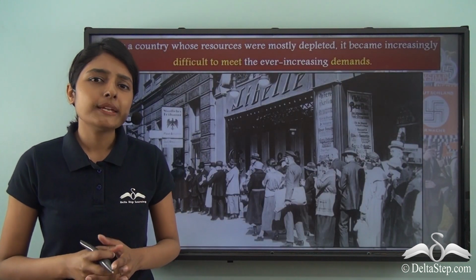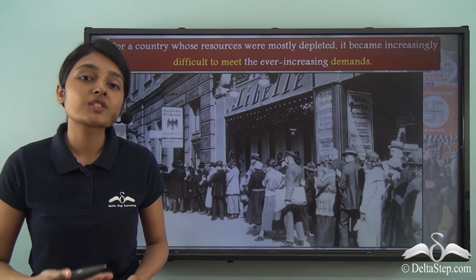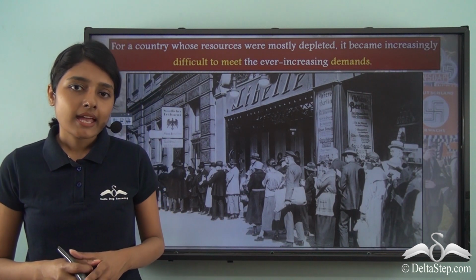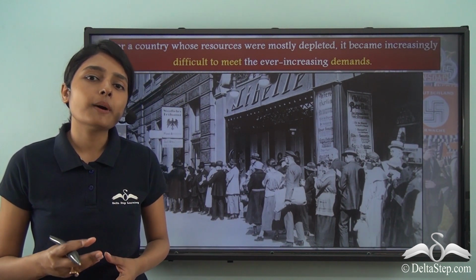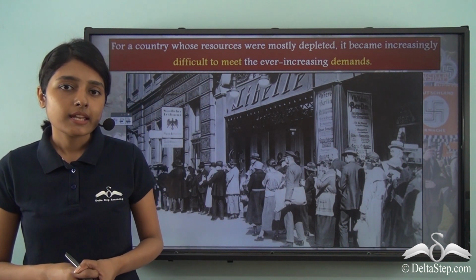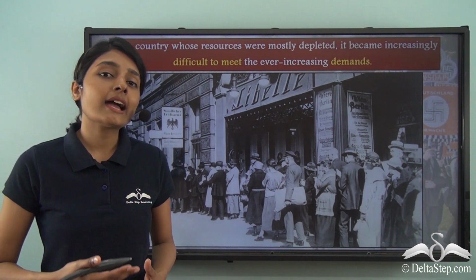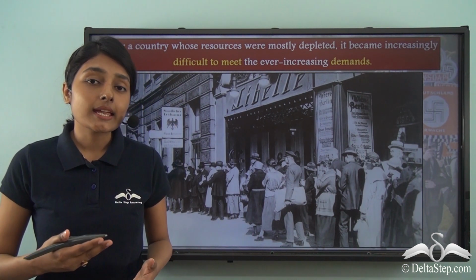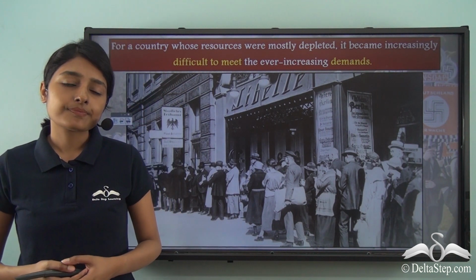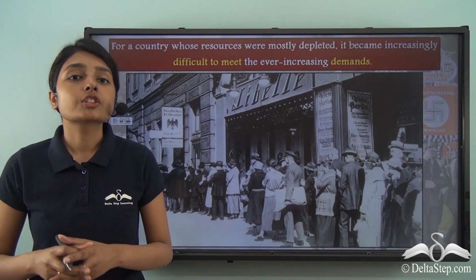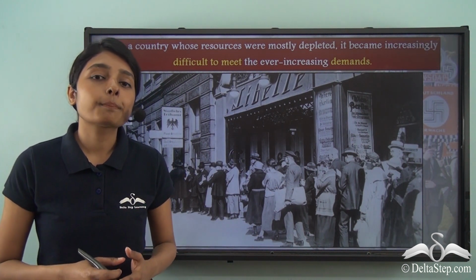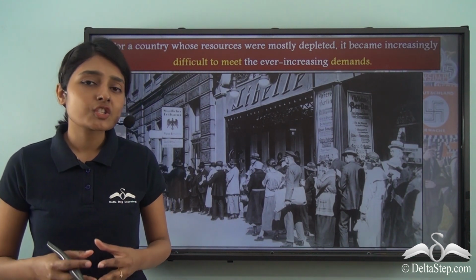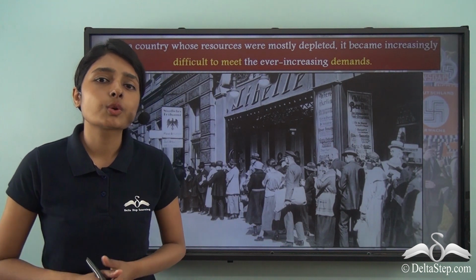This is because when people have access to more money, their demands will also increase. Suppose I have 10 rupees today, and with 10 rupees I will be able to buy only a certain amount of things. But if I suddenly have access to 1 lakh rupees today, I will be able to buy more and more things. That is to say, my demands will also increase. And likewise happened with the German masses when more and more paper currency was being printed. And when people's demands also increased, the markets started collapsing.